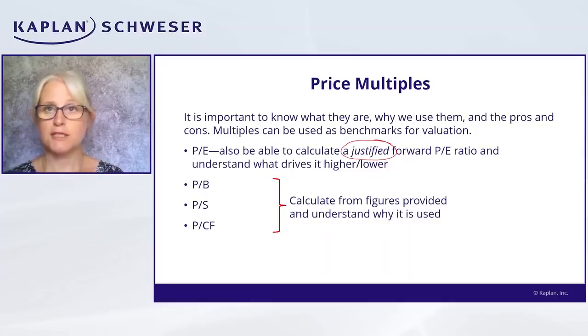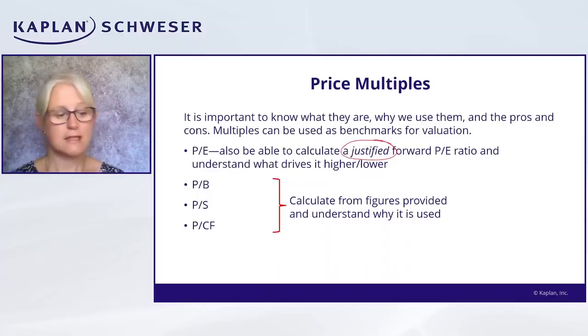With the other ones, price to book, price to sales and price to cash flow, at this level it's more that we understand they exist and they can be useful to compare something when you're looking at a company's price to something about the company. Maybe for a company that's not yet making profits, it wouldn't make sense to do a PE ratio, but it might make sense to understand price relative to sales or price relative to net assets.